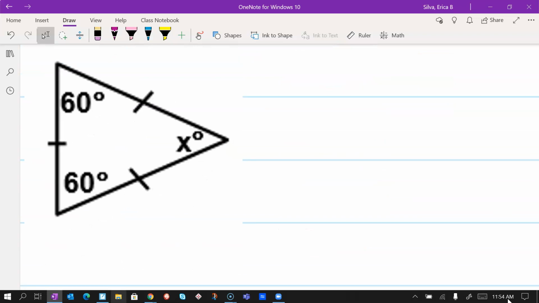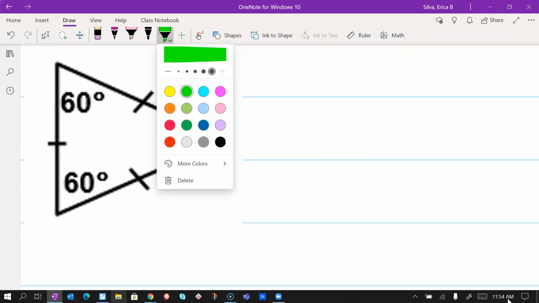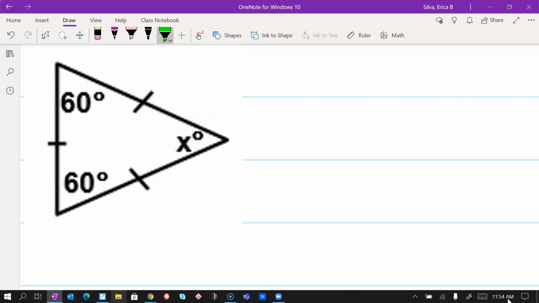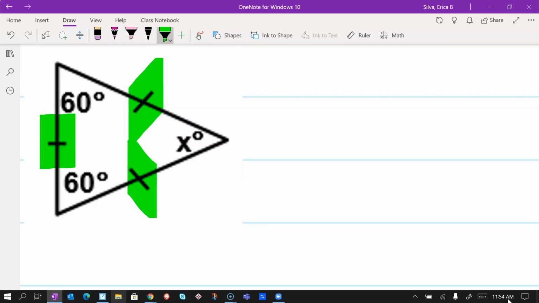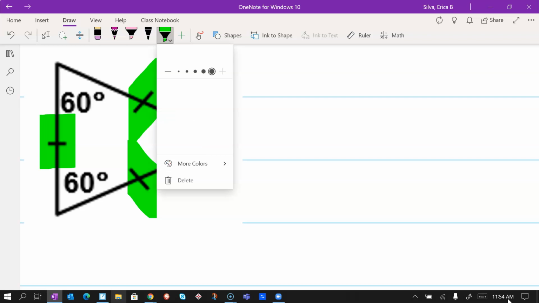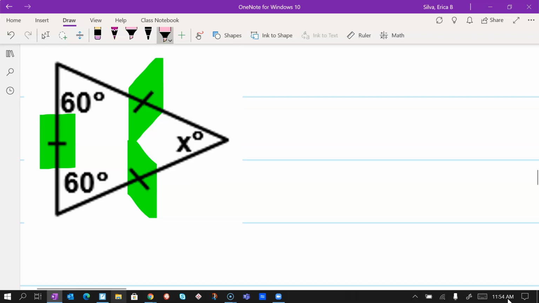Go ahead and write this one down. So what kind of triangle do we know we have? Equilateral, because of these tick marks. And what does that mean about all my angles? Yeah, they're all congruent. So what is my x equal to? 60. Boom. Done.